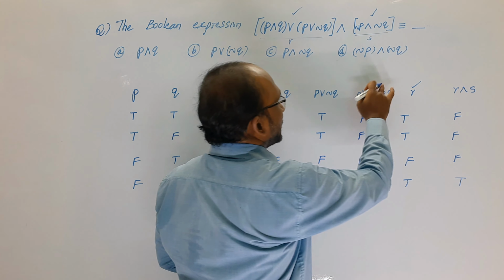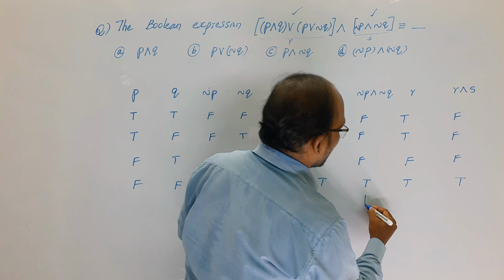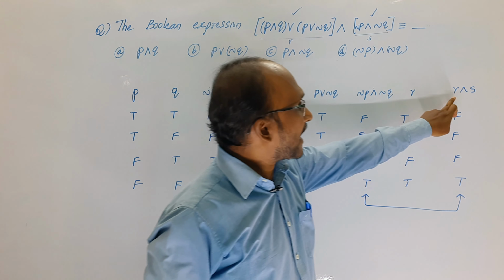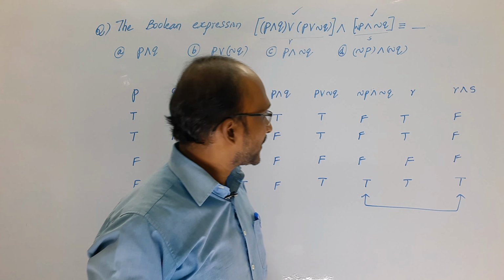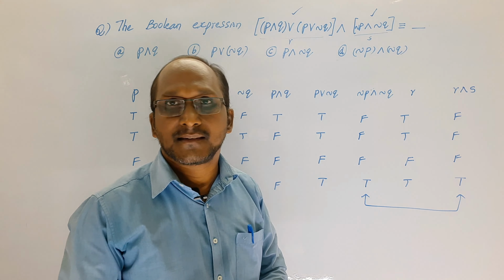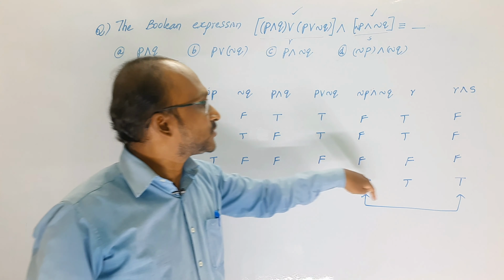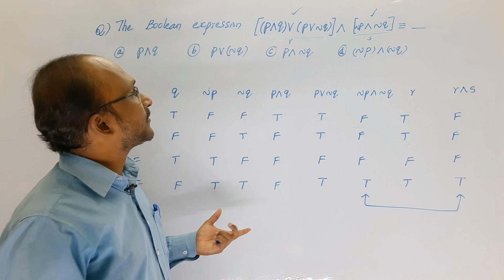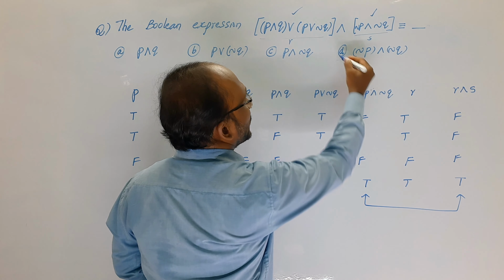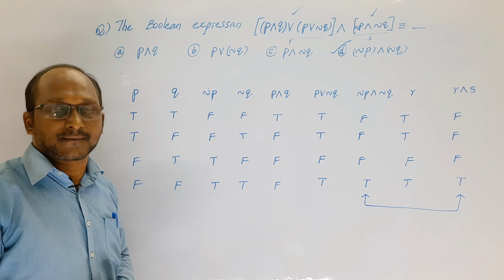Now, we have to see. Observe the truth values of these two. What are they? Negation P and negation Q, and the given statement R and S. If you observe, the truth values of these two statements are equal. So, from this truth table, we can say that these two statements are equivalent. That's why for the given compound statement, negation P and negation Q is the equivalent statement. That's why option D is the correct option.